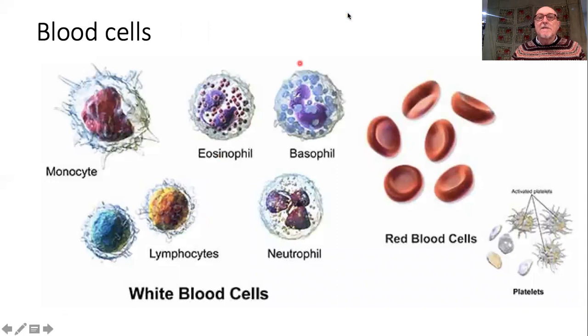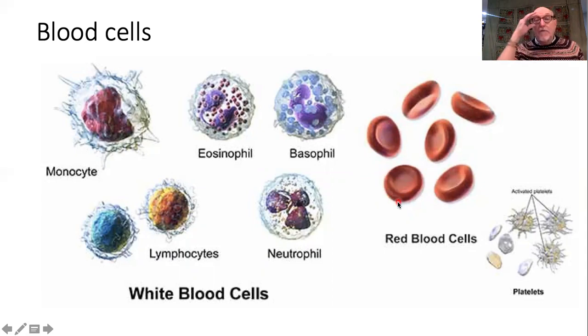Okay, let's have a look at some of the cells. Some of these you have seen before, but I'll remind you about them. First of all, the most common blood cell is this. These are the erythrocytes, and they have this very distinctive shape. They're circular, and they are biconcave, so they have a concavity on both sides, like a donut that didn't quite make the hole.